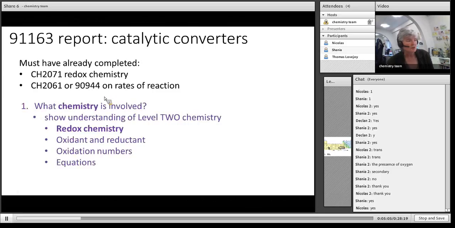Okay, so remember those 2 points you have to have, the development and the chemistry. So the first one is the redox.